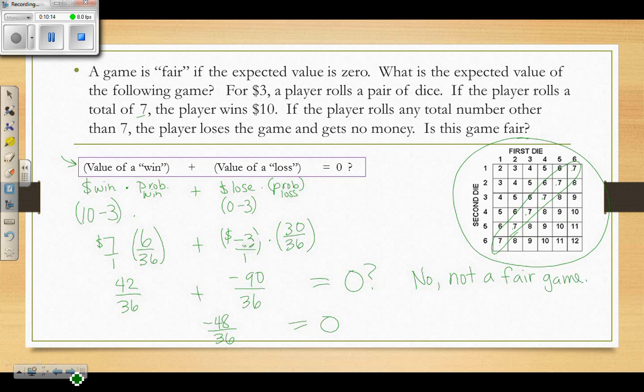In fact, you can plan on losing money if you play this game. So don't play this game. A negative expected value means that this game is weighted in favor of the house. In other words, you are going to lose money if you play this game, if it has a negative expected value, so don't play it.